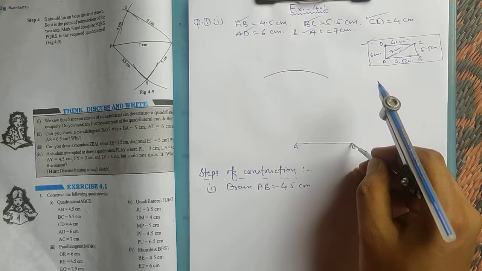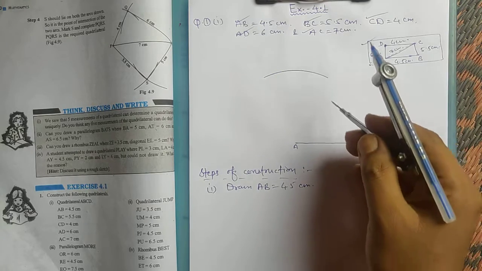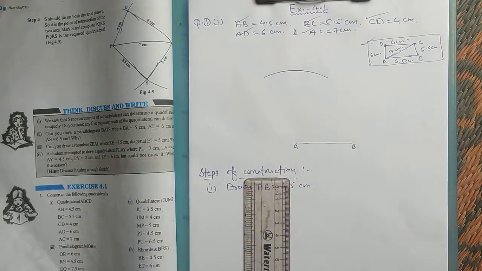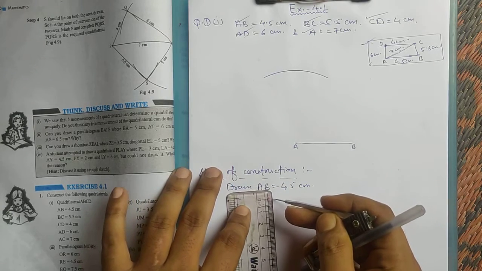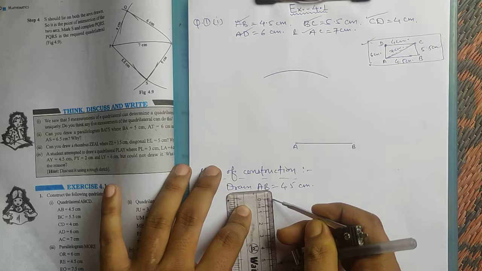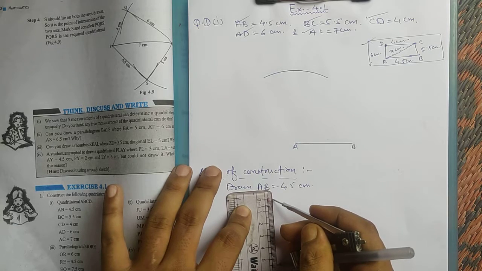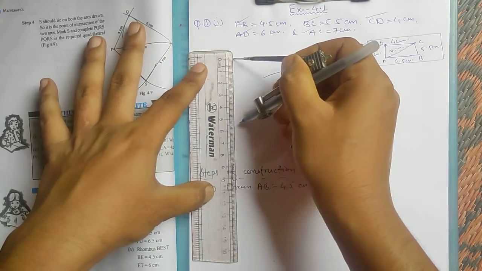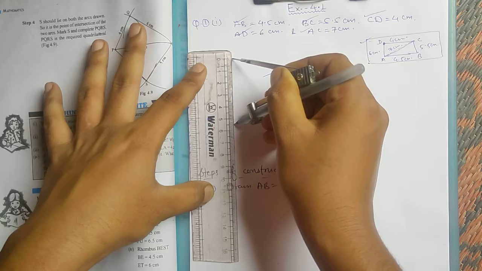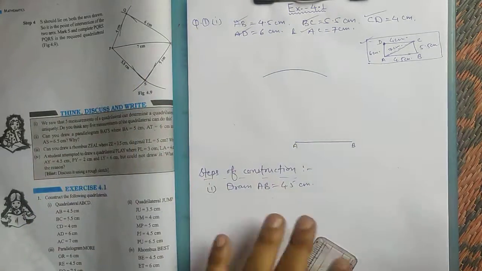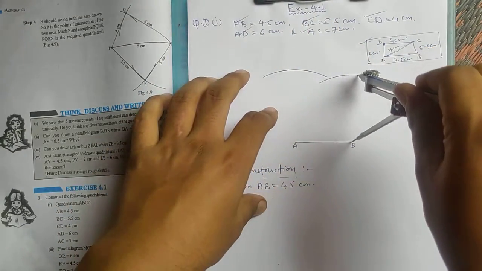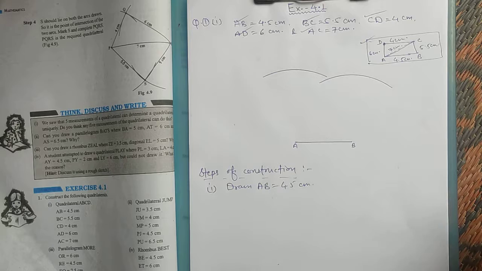In the second step, one more thing we have to do. From point B there is C, so BC equal to 5.5 centimeter. So we have to take one more arc of 5.5 centimeter from point B. I am taking the measurement of 5.5 centimeter by scale and compass. Is it visible? Then from point B, I am drawing one more arc above AB.